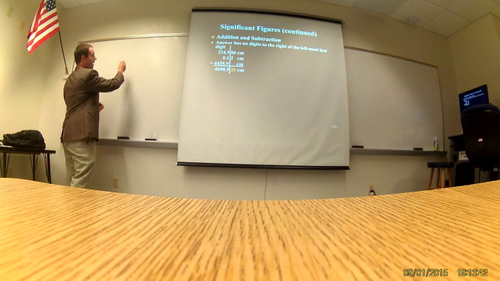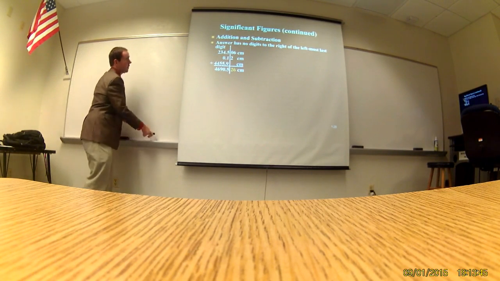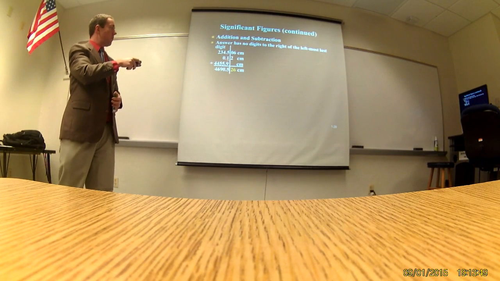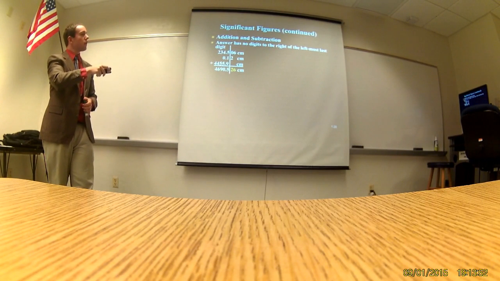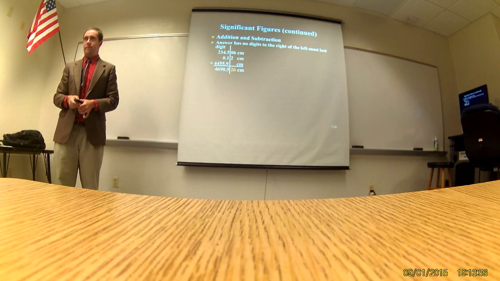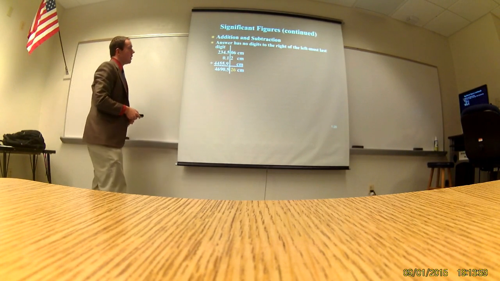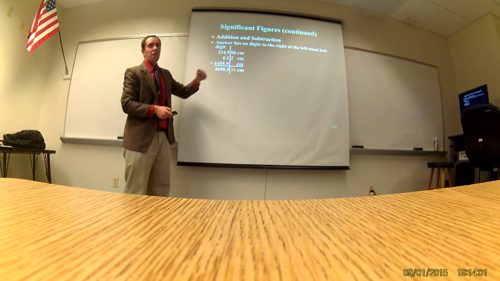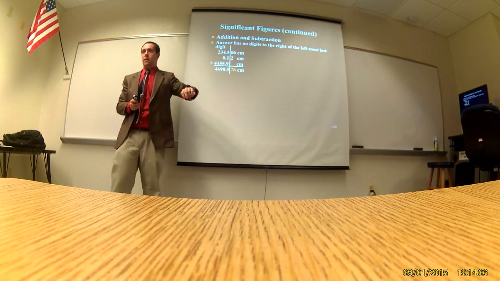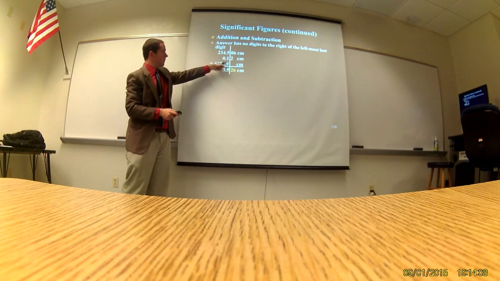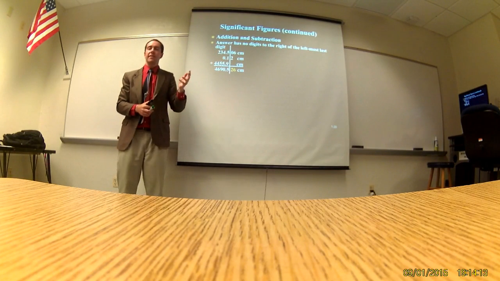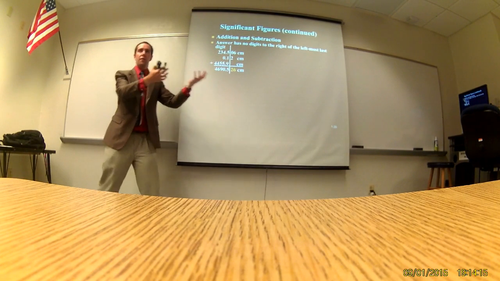So we have 234.506 plus 0.12 plus 4,455.9. Add them all together. Okay? You're going to line up the decimal point. That's your first start. You would do that anyways if you were adding and subtracting longhand. Line up your decimal point, and then find the number where the last significant digit is the furthest left.